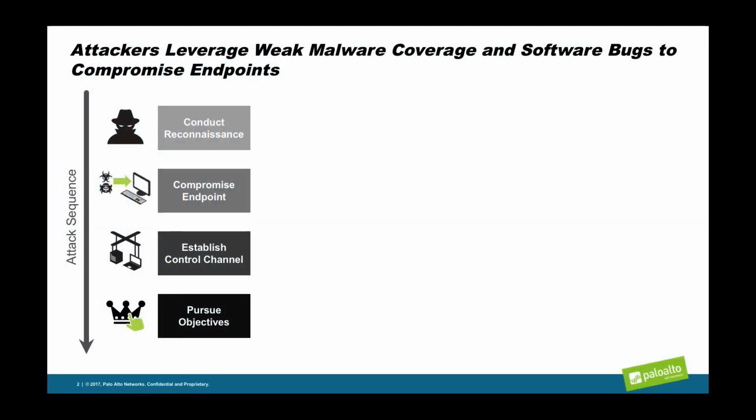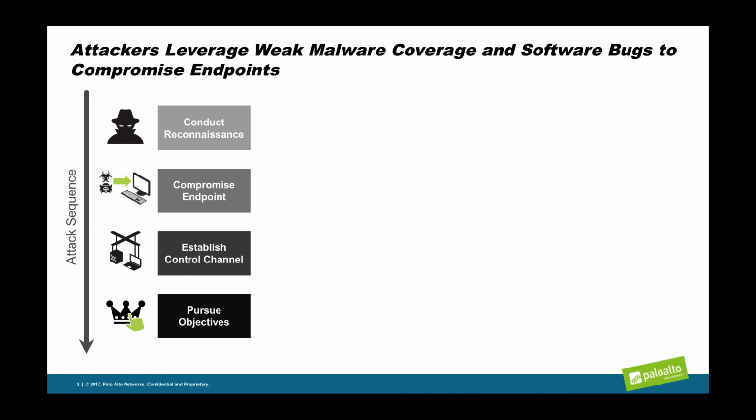Let's take a closer look at a typical attack sequence to help us better understand why endpoints continue to be compromised. A typical attack sequence starts with the attackers conducting reconnaissance on your organization and potentially on specific individuals they want to target. Next, attackers compromise one or more endpoints to gain a foothold in your organization from where they can launch the remainder of their attack.